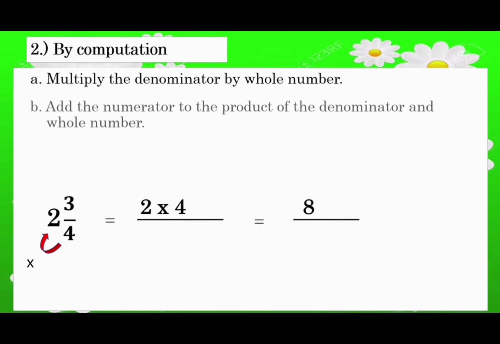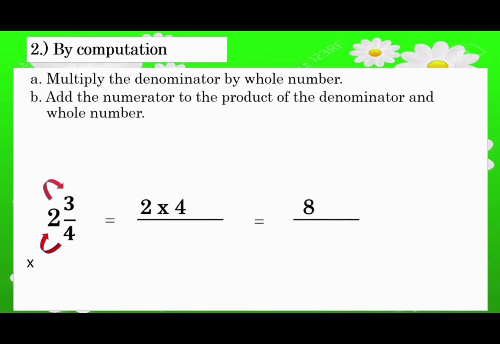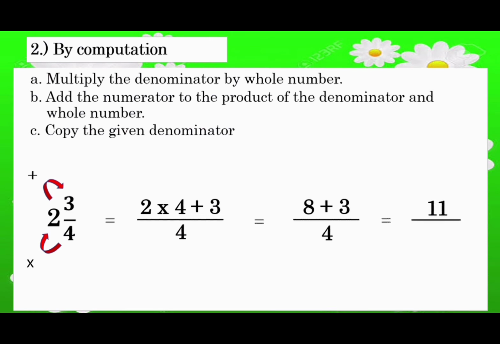The second step is to add the numerator to the product of the denominator and the whole number. So we will add 3. The third step is to copy the given denominator. To get the final answer, 8 plus 3 is equal to 11. So we need to copy 4. So our answer is 11/4.